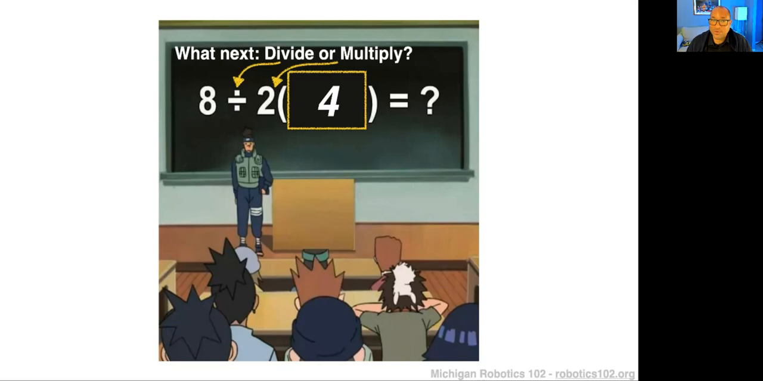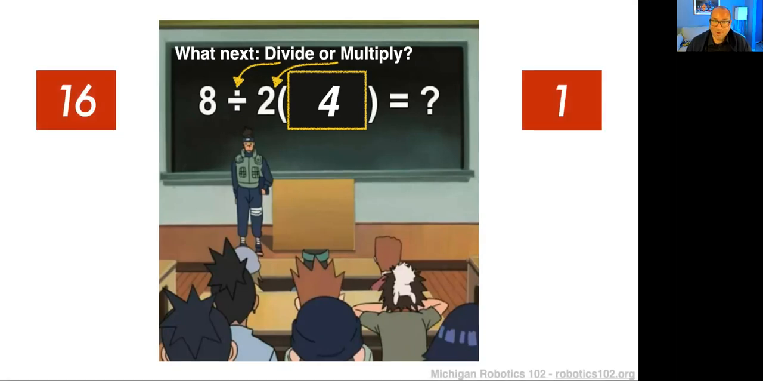Depending on which one you choose, you'll come up with a different answer. If you do the division first, you'll get 16. If you do the multiplication first, you get 1. Those are definitely different answers, but which one is the right one, or which one would C++ say is the right one?